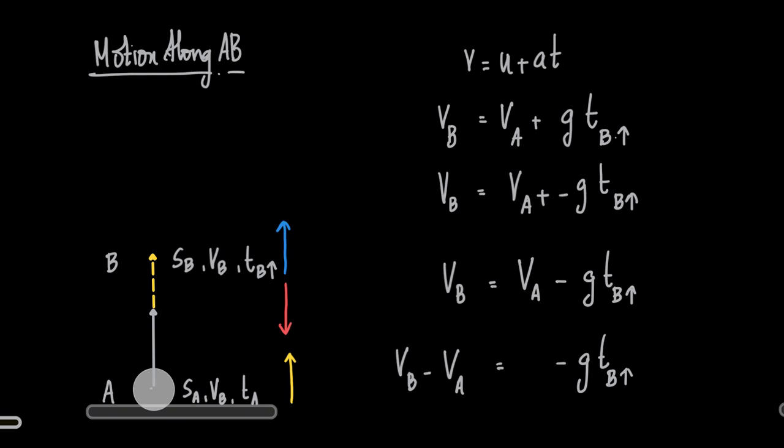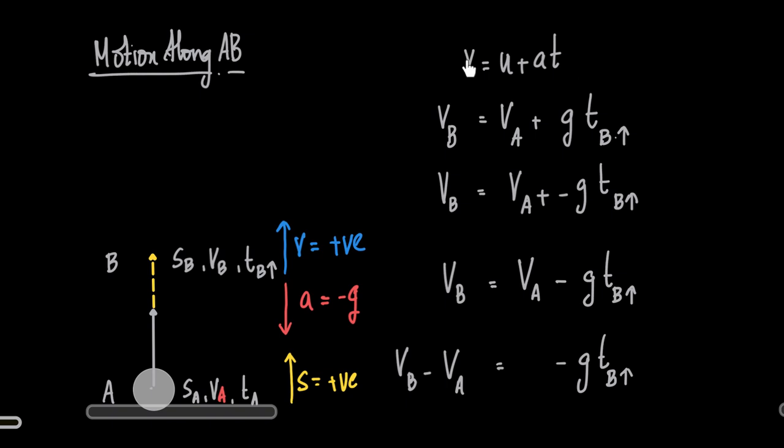So for the motion along AB, the displacements are SA and SB respectively. Velocities are VA and VB respectively. The times are TA and TB. Velocity is upwards. Acceleration due to gravity is acting downwards. Displacement is from the initial position to the final position, acting upwards. So what does this imply? This implies that displacement S is positive, velocity V is positive, and acceleration A is minus G, negative, acting downwards.